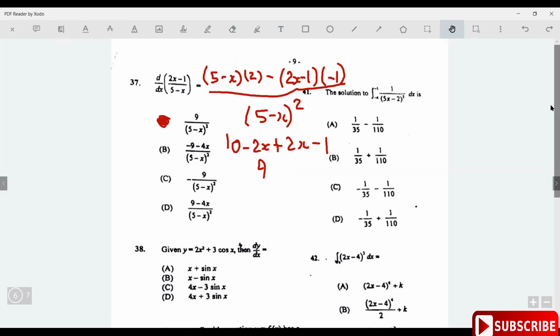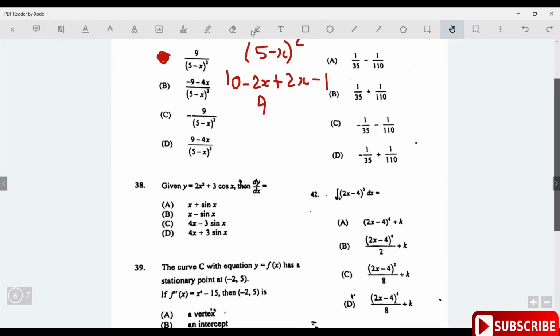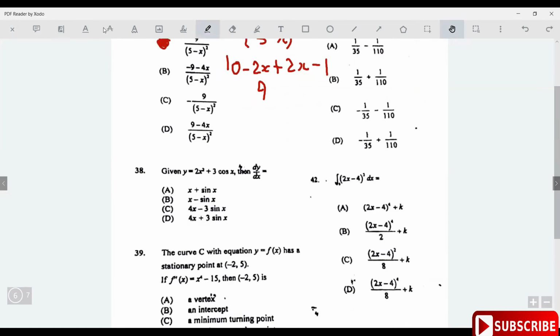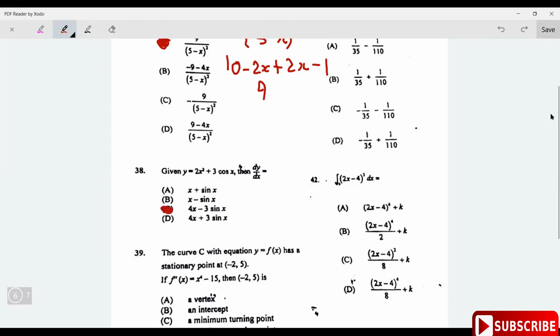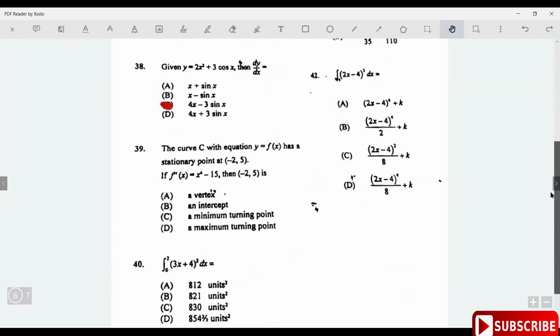All right. Next part of the question. It asks us y equal 2x squared plus 3 cos x, then what is dy by dx? When you differentiate 2x squared, you get 4x. When you differentiate 3 cos, you get minus sine. So it's option C. Easy question. Next one. Moving right along.